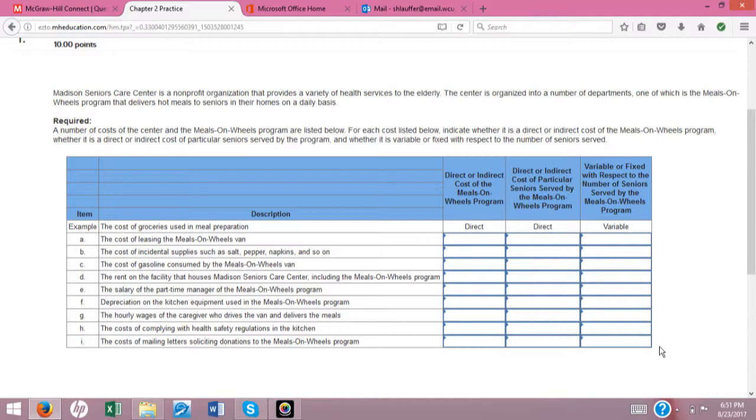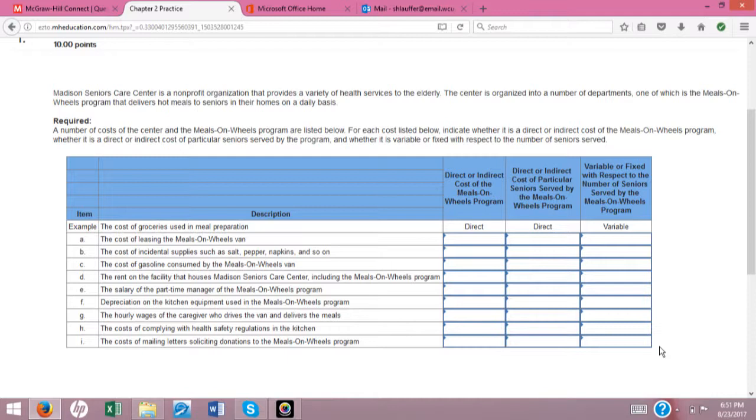In the last column, you're looking at variable or fixed with respect to the number of seniors. So we're looking at costs that go up or down depending on the number of people we serve. In the example, it says that the cost of groceries is a variable cost, and that's because the more people we serve, the higher our grocery bill is. If you've bought groceries, you know the more people you have to feed, the higher your bill goes. The fewer people that you have to feed, the lower your bill goes. So that bill is variable depending on the number of people you're serving.